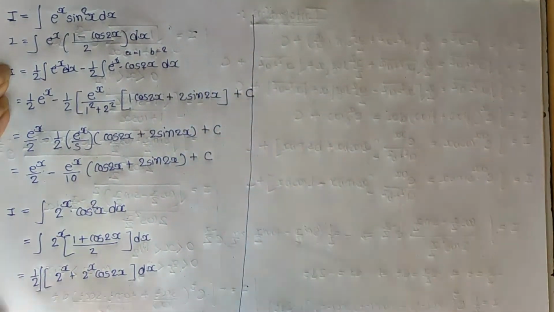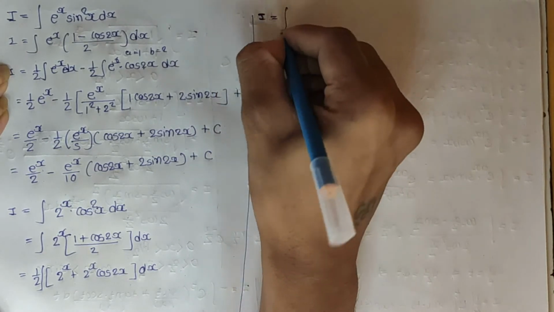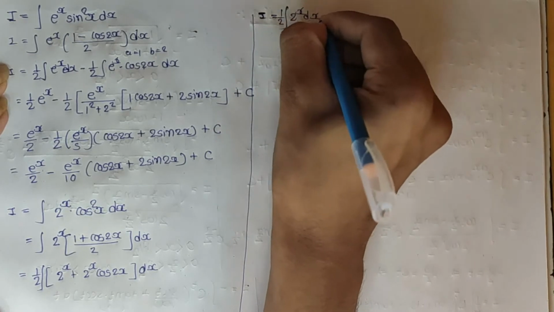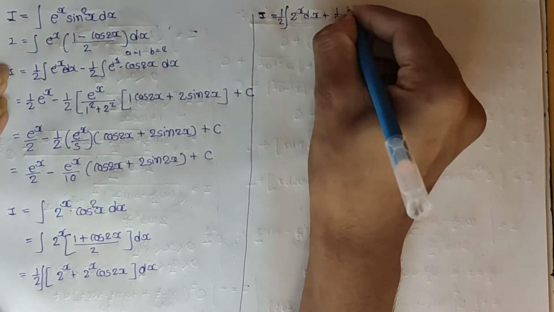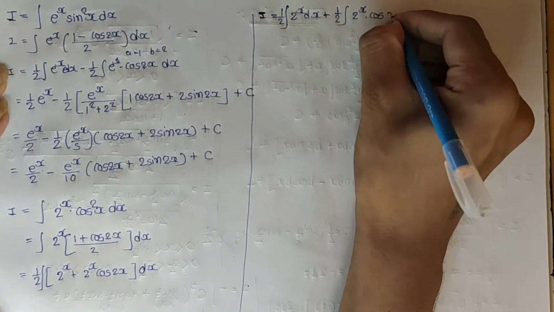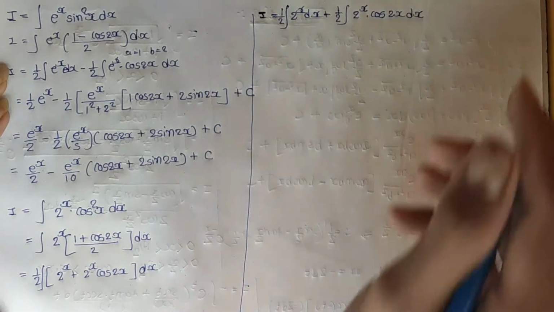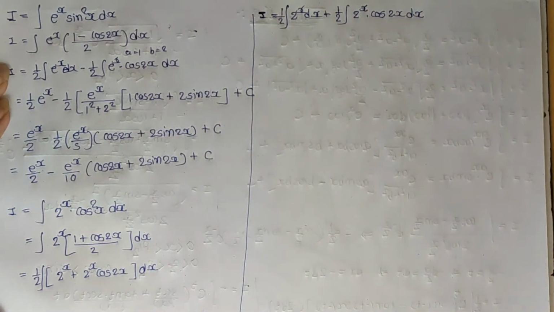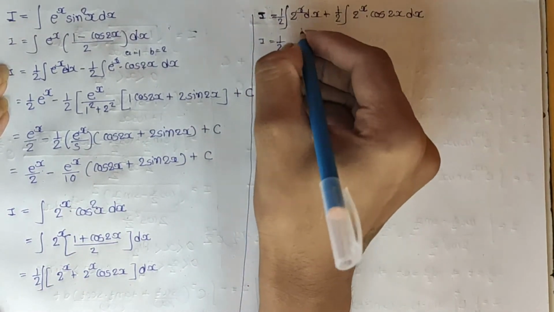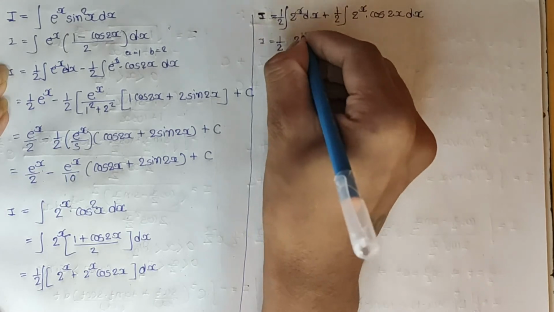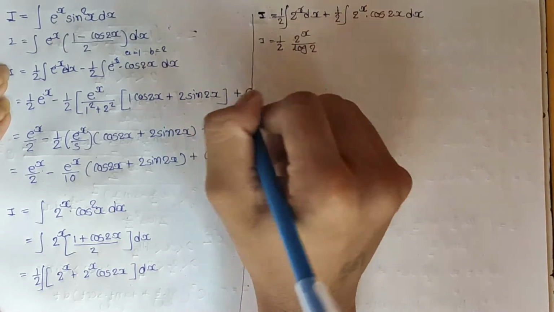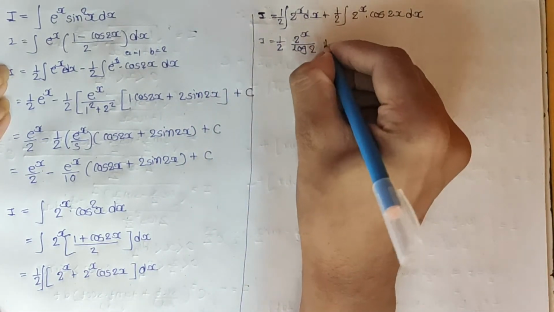Let's solve a new one. I equals the integration of 2 raised to x cos square x dx. I can write this as 2 raised to x times 1 plus cos 2x divided by 2 dx. Understand? Now 1 half of the integral of 2 raised to x plus 2 raised to x cos 2x dx.